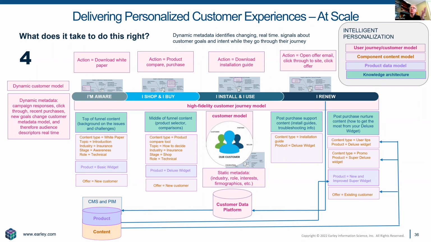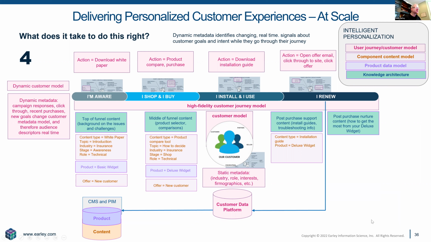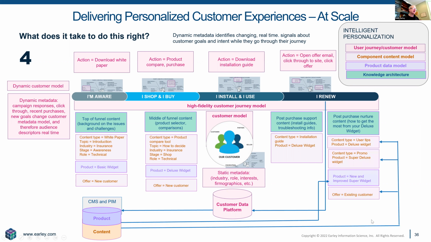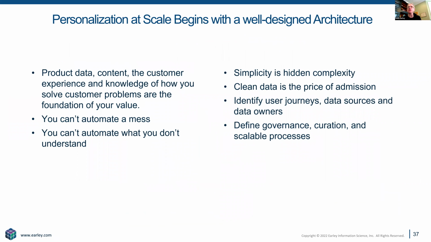Absolutely. And again, this is how you compete, by understanding that customer in detail and being able to present the information that they need when they need it. And again, when we start looking at this, it really begins with that architecture, right? Product data, content, customer experience, and knowledge of how you solve problems is really where your value is. That's how you're competing. You're competing on knowledge and you're competing on your solutions. But if it's a mess, you can't automate things. You can't automate a mess. You can't automate what you don't understand.